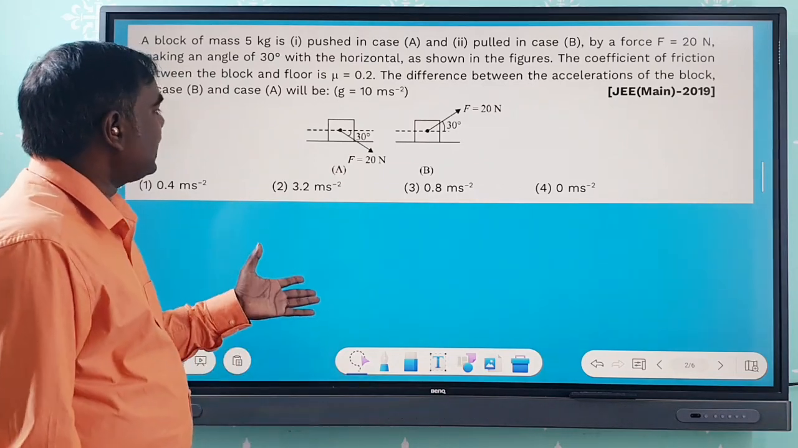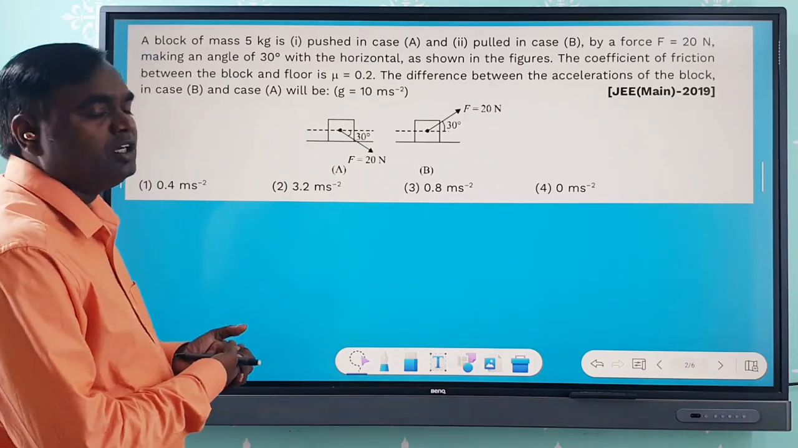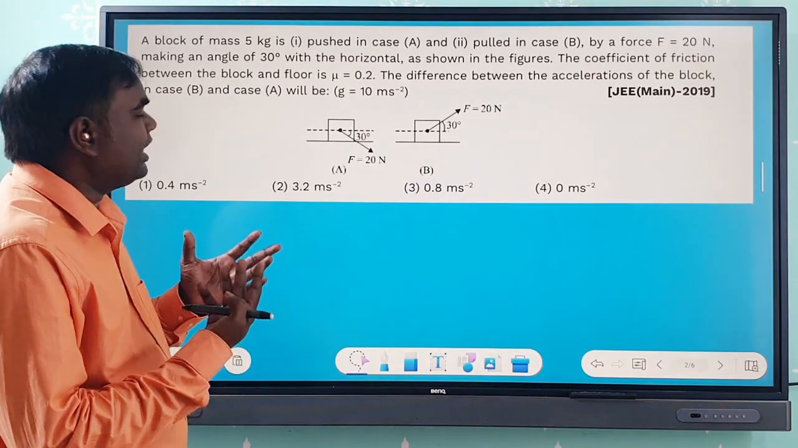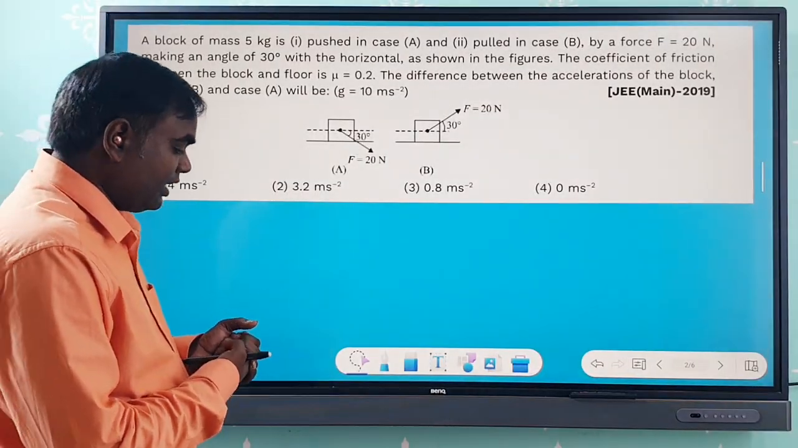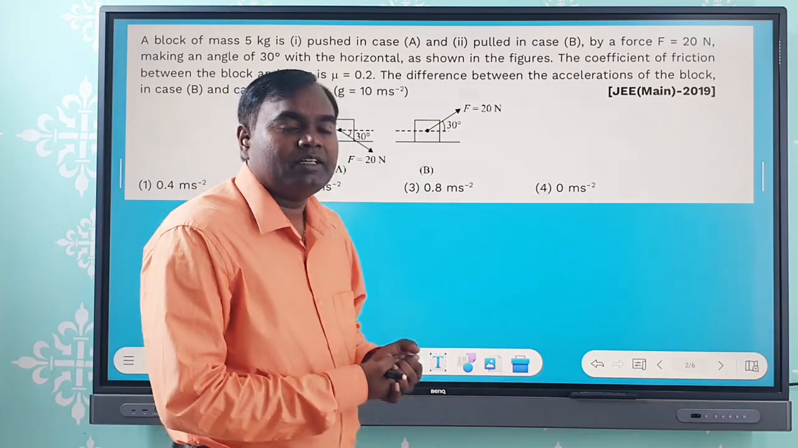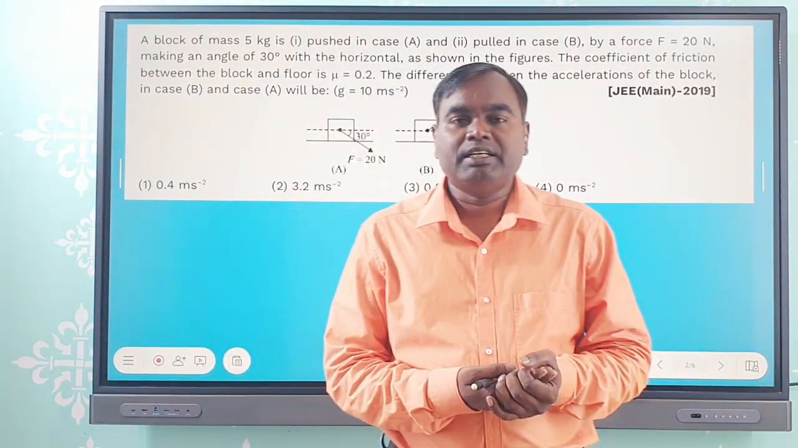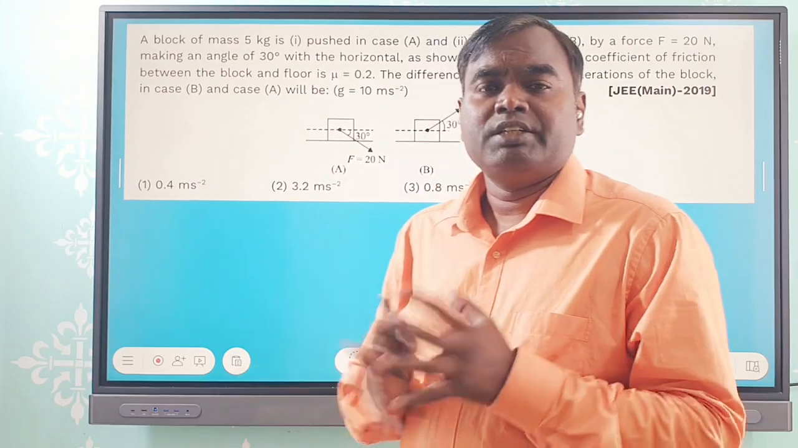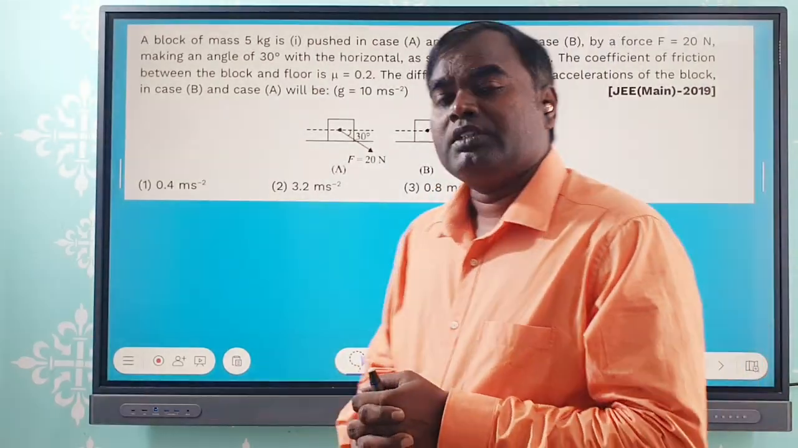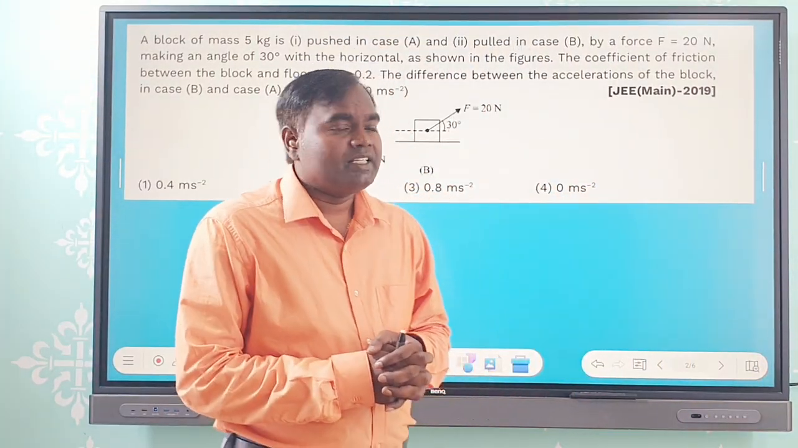You can't decide the option by just watching the problem. You have to solve the problem. So how to do this? Friends, you know that friction, frictional forces, normal reactions and the coefficient of friction are related to each other during the limiting friction cases.